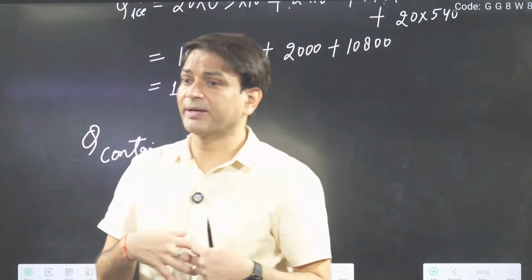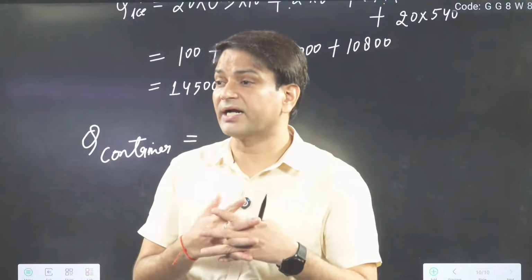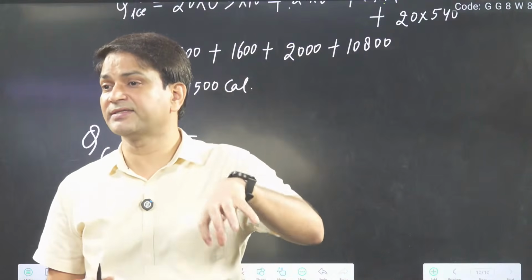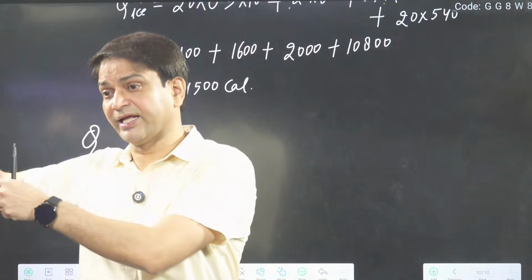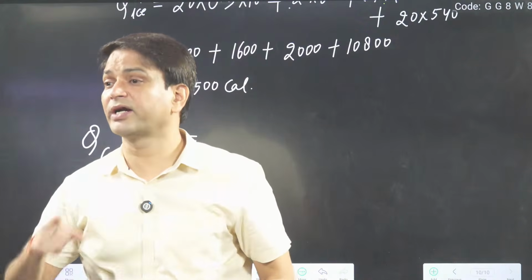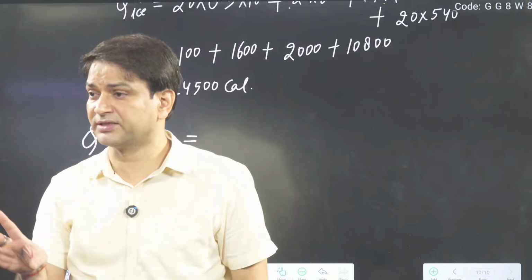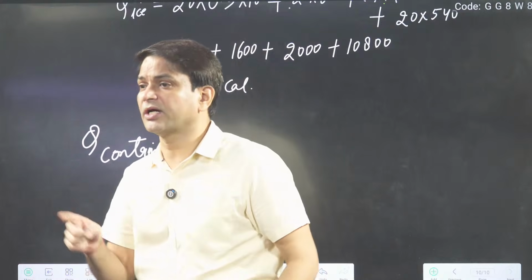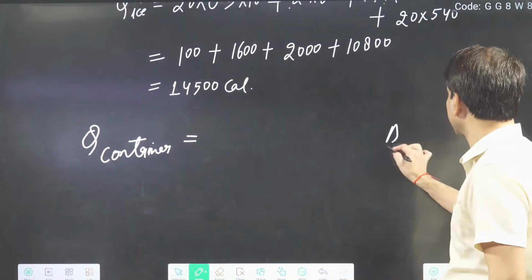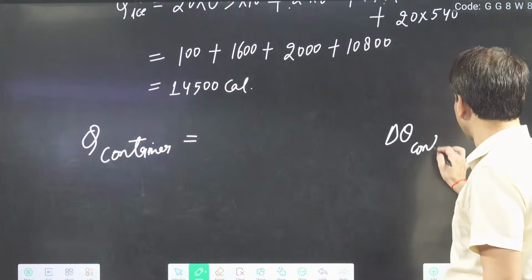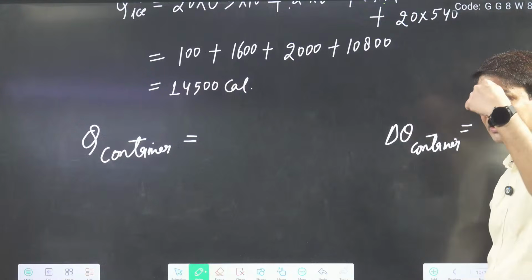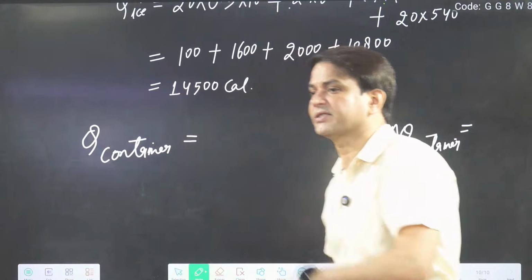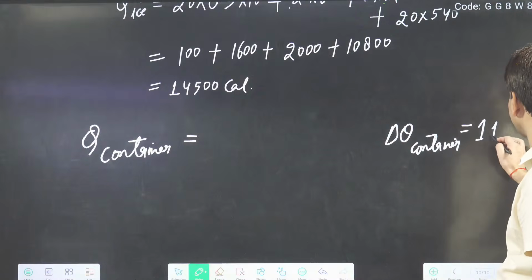So what is the initial temperature of the container? Minus 10 degrees C, because it is containing the ice at minus 10 degrees C. What is the final temperature of container? It contains the steam at 100 degrees C. So final temperature of the container is 100 degrees C. So what is the delta theta for container? Tell fast. What is the delta theta for container? Minus 10 degrees C to 100 degrees C. Then we can say what? 110 degrees C.